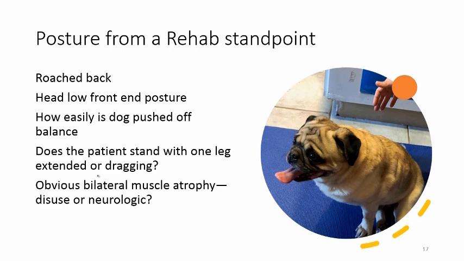Well, most of our patients, we're assessing things like, does the dog have a roached back, which is probably going to indicate a mid-spinal lesion, a spinal cord disease. What happens if the head is low, has a very low head, a front-end posture? Well, that's going to tell me that the dog very well has cervical problems. And then how easily do we push this dog off balance? Is the patient standing with one leg extended or dragging, or is there obvious bilateral muscle atrophy that's going to clue me into it being disuse or neurological?